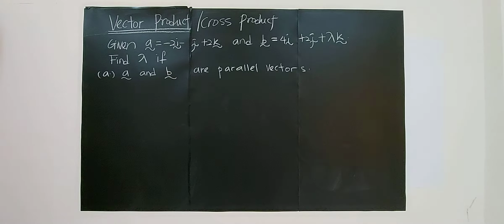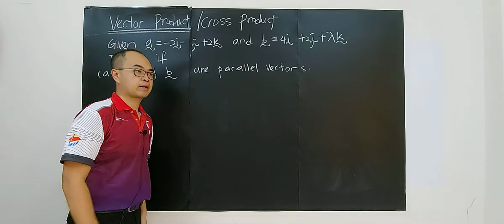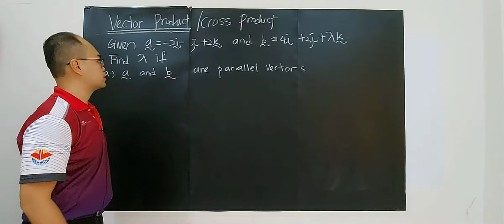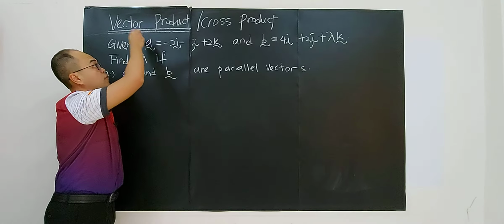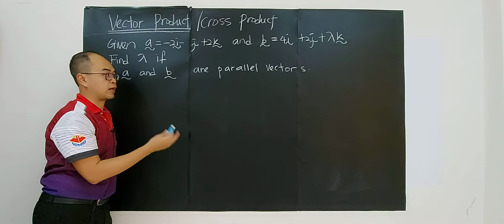Hi, in this video, they are giving you two vectors and they ask you to find the value of lambda, if vector A and vector B are parallel vectors. There are two alternative ways of finding parallel vectors. The first one, of course, you just learned about the vector product, so I'm going to teach you the way of using the vector product.